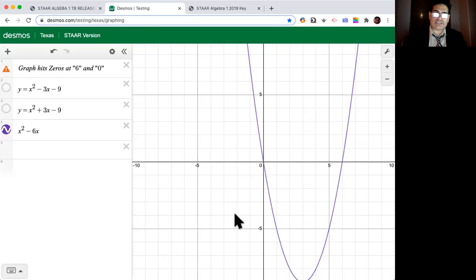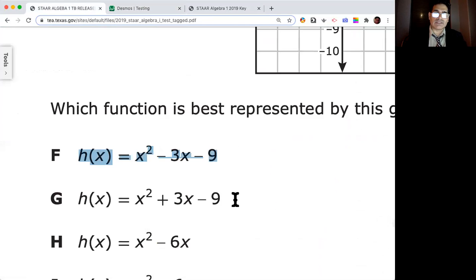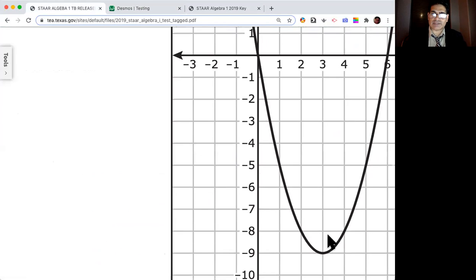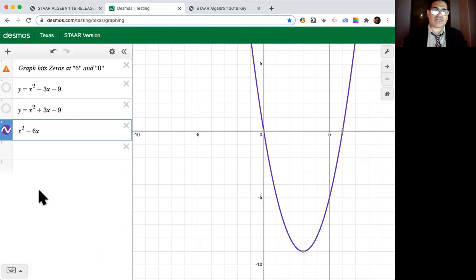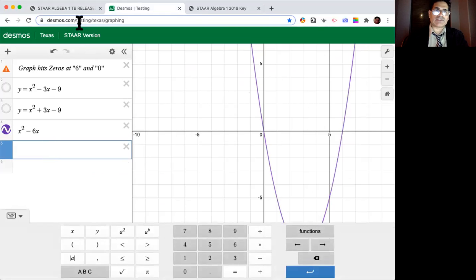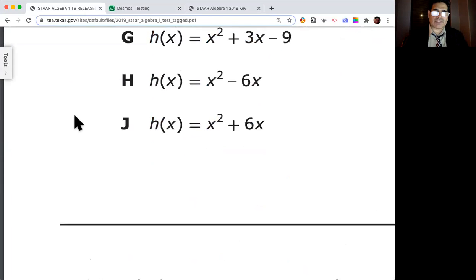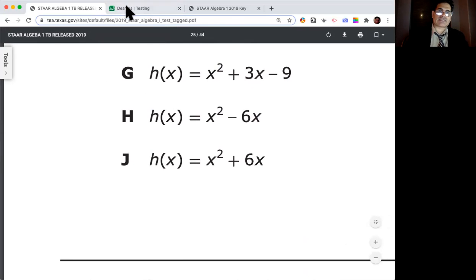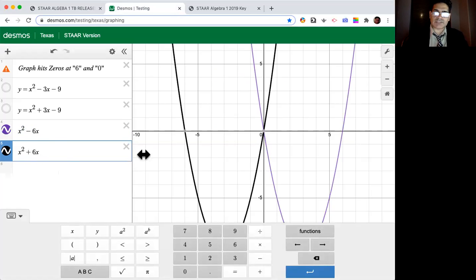Okay, and just to make sure, I have the vertex at 3, negative 9. Here I have the vertex at negative 9 and 3, and that looks to be about it. If you want to make sure, just rule out that last one, x squared plus 6x. This is the same, except this is a positive. It's not hitting where we need it to go, but we knew that.